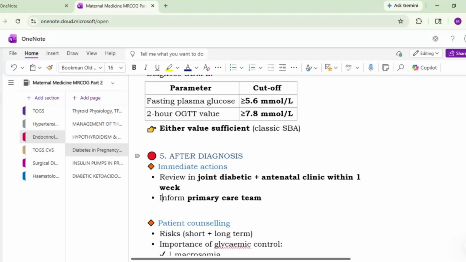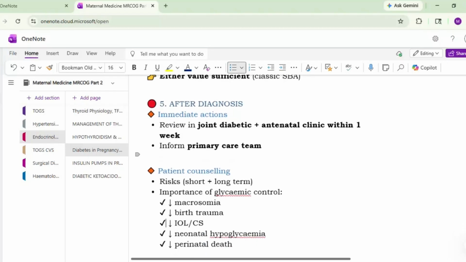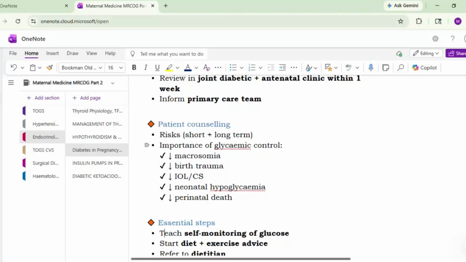After the diagnosis, the immediate action will be that she will go to the joint diabetic plus antenatal clinic within 1 week and inform the primary care team. So the next step after diagnosing GDM is to come to the joint diabetic plus antenatal clinic within 1 week, so both the care are given at the same visit. Patient counseling will be done. We have to discuss the short-term and long-term risk. We have to emphasize the importance of glycemic control, because that reduces the incidence of macrosomia, birth trauma, induction of labor, and cesarean section. That is, the chances of operative intervention are reduced. Neonatal hypoglycemia and perinatal deaths will be reduced.